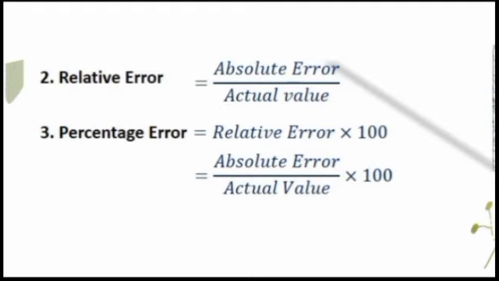Let's go to relative error and percentage error. Relative error is simply your absolute error over your actual value. Percentage error is gotten by multiplying relative error by 100.